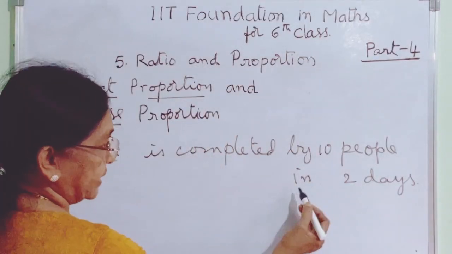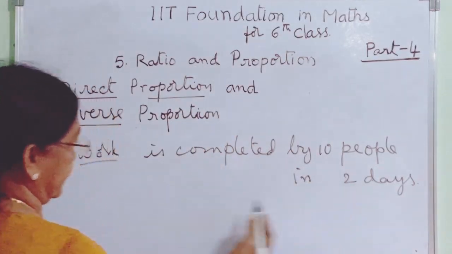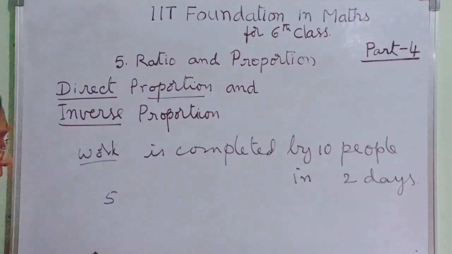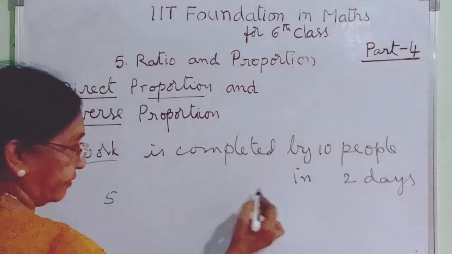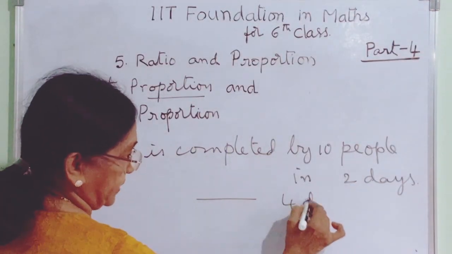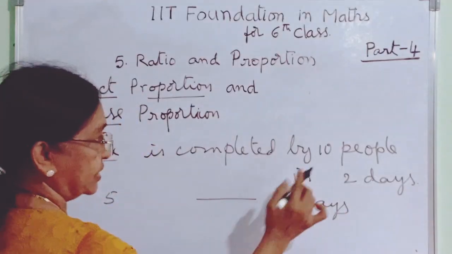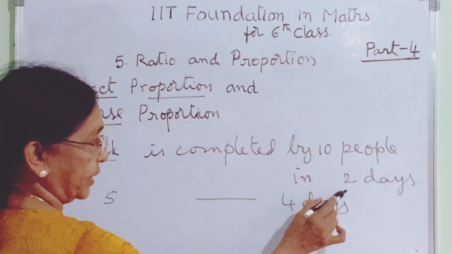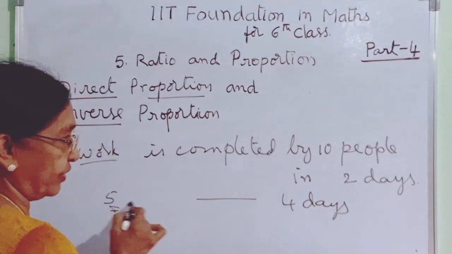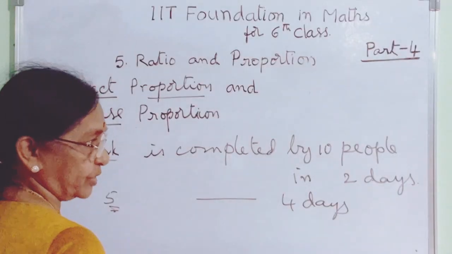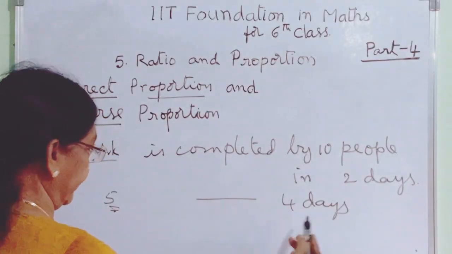Ten people complete a certain amount of work in 2 days. If the number of people is decreased to 5, the work completes in 4 days. It takes 4 days because 10 people will do it in 2 days. If there are only half of the people, it takes more days, double the number of days.